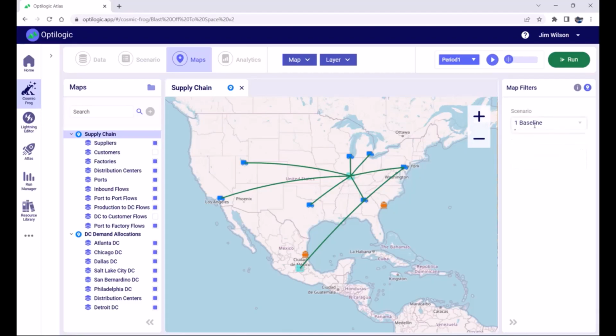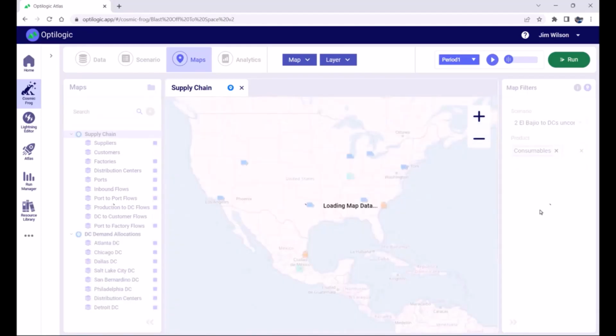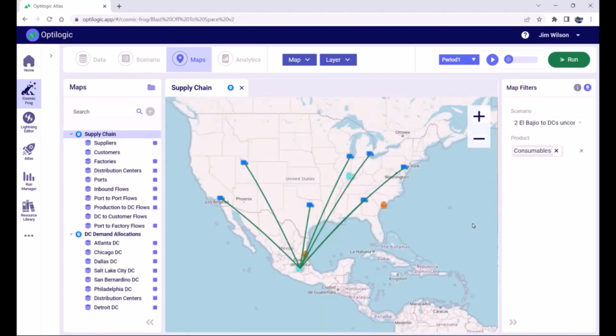But if we change scenario to one where we've removed that capacity from Mexico, what we'll see here is those flows then change, and we now have the capacity to make all of the consumables products at Mexico, and that's flowing all of the total finished goods demand for consumables into those DCs. And that's where we get the reduction in production costs, because it's much cheaper to make things in Mexico, but we can visually see that we're now transporting those goods much further, hence the transportation cost increases.